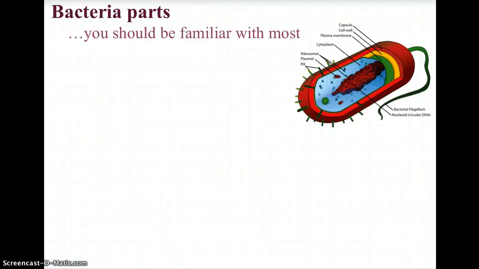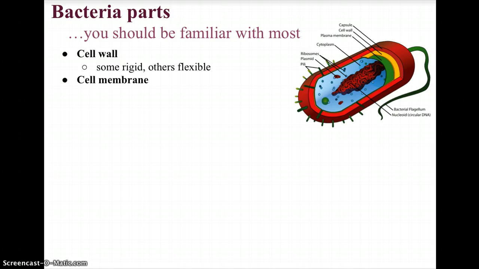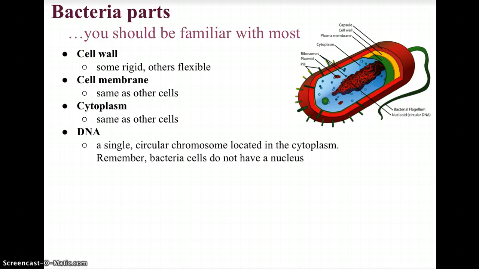So bacteria parts, most of them you will be familiar with. The cell wall you'll be familiar with from plant cells, but in bacteria, some of them are rigid and others will be flexible. The cell membrane is the same as other cells that you've learned about. Cytoplasm is also the same as other cells that you've learned about. DNA, in bacteria, they have single circular chromosomes, and that's located in the cytoplasm. Remember, they don't have a nucleus. They also, in addition, so that's this big red glob, and then they also, in this little blob, have plasmids, which you'll remember from the applied genetics unit.